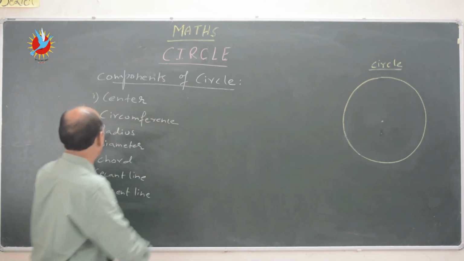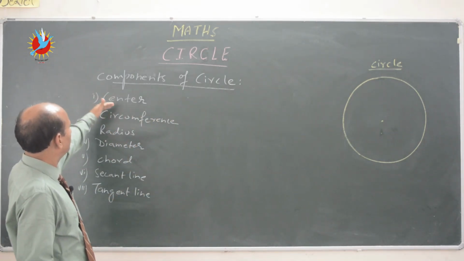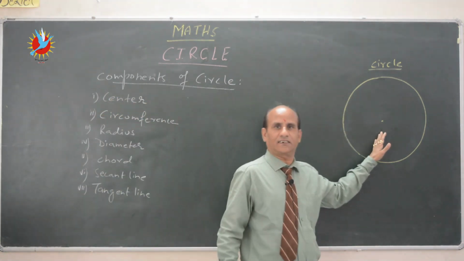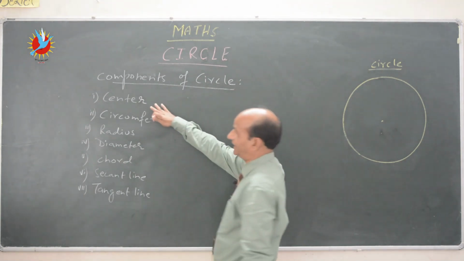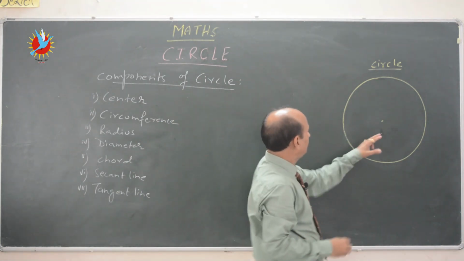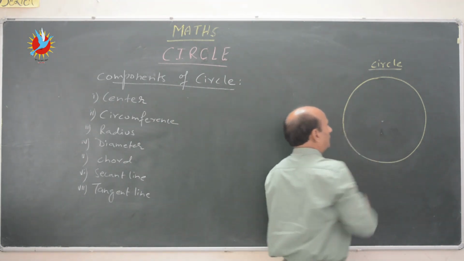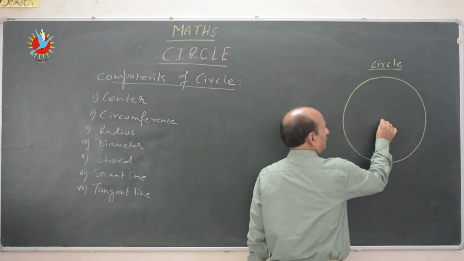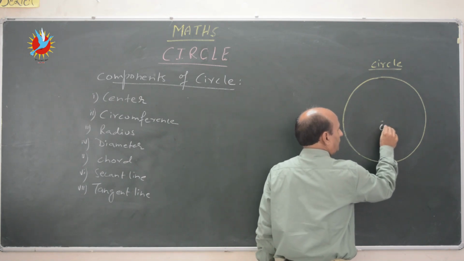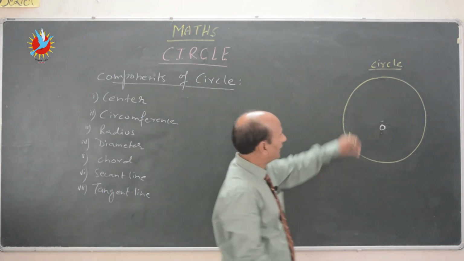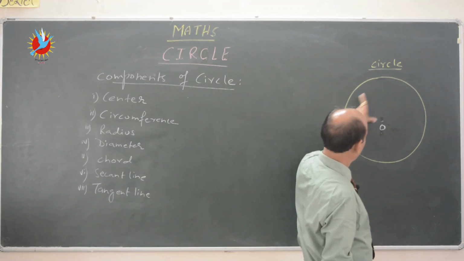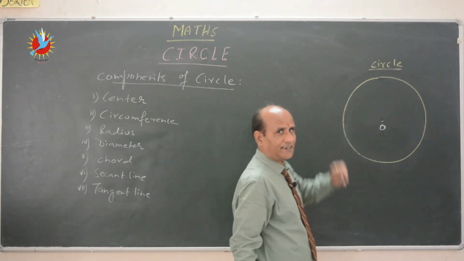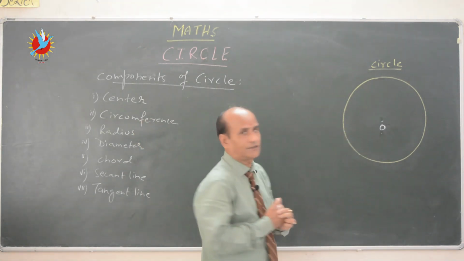Some of its important parts are listed here: center, circumference, and we will represent these parts on this circle. First is, what is center? This is the point from which we have drawn the circle. From this point O, we have taken some distance and drawn the circle. So center is O.